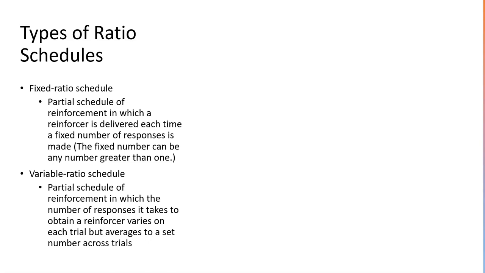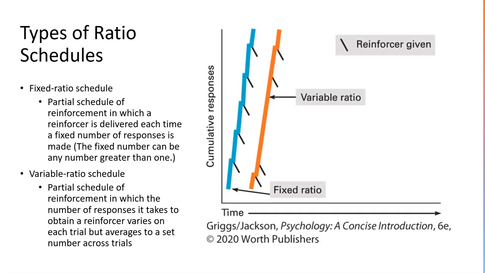So in a fixed ratio, they know it's about 10, so they're likely to speed up toward the end of the 10. In variable ratio, they're just going to hit that bar as hard as they can, as fast as they can, because they don't know how many responses it's going to take for them to get their reinforcer. So you've got various ways in which the cumulative record can show these two. In fixed ratio responding, you have some greater consistency, whereas in the variable ratio, you have these spurts of activity when the reinforcer is given.